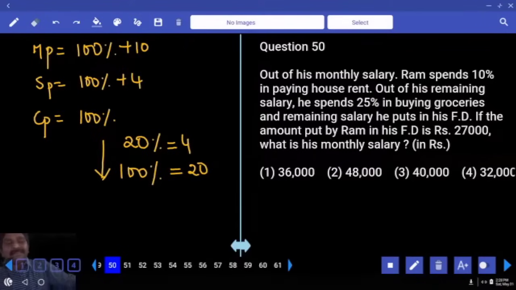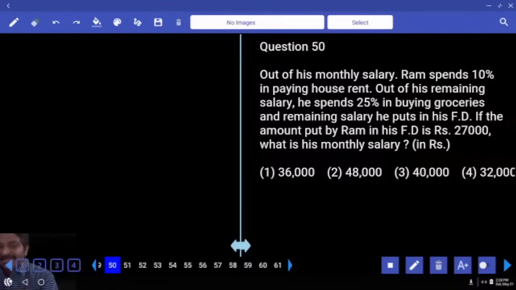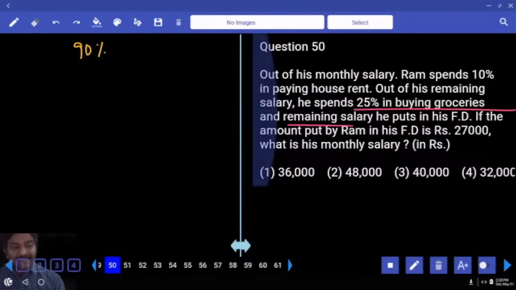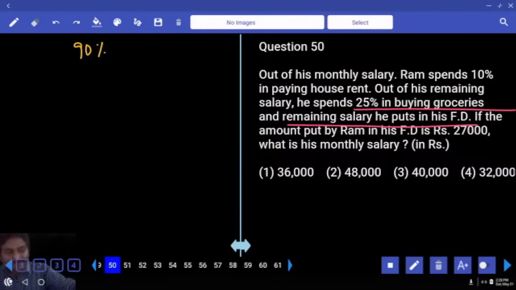Out of his monthly salary, Ram spends 10% in paying house rent. Out of his remaining salary, so far 10% is spent, remaining is 90%. Out of this, he spends 25% in buying groceries and the remaining salary he puts in FD. If the amount put by Ram in FD is 27,000, what is his monthly salary?